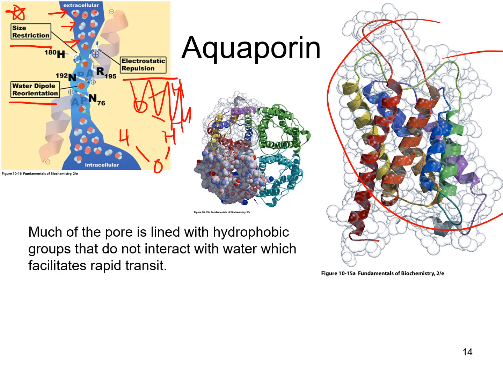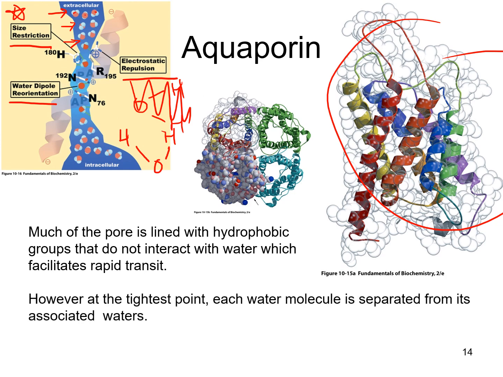So much of the pore is lined with hydrophobic groups that do not interact with water, which facilitates that rapid transport, because we don't want that water to be very strongly attracted. Instead, we want it to be repelled. So we want hydrophobic residues. However, at the tightest point, each water molecule is separated from its associated water. So one water molecule is separated from 2 or 3 others. Now this is due to interactions with arginine and asparagine.